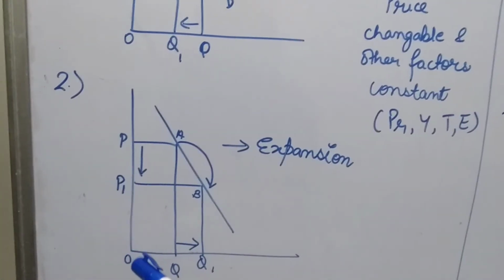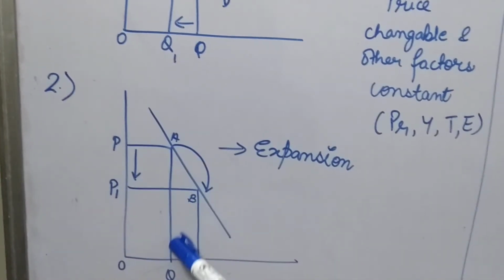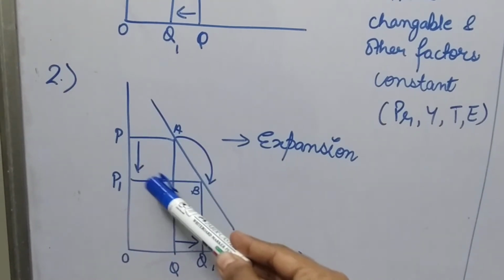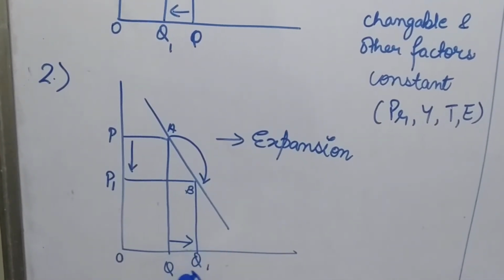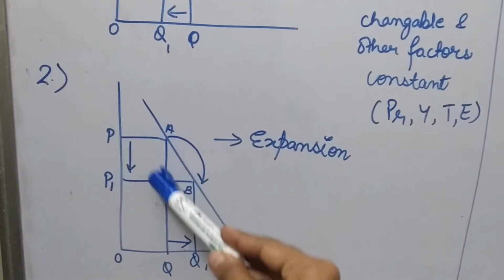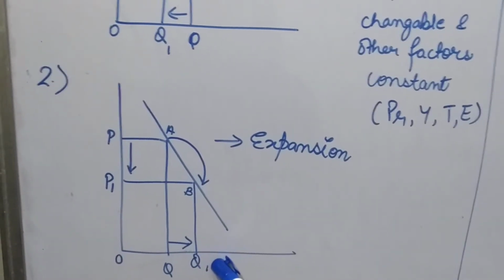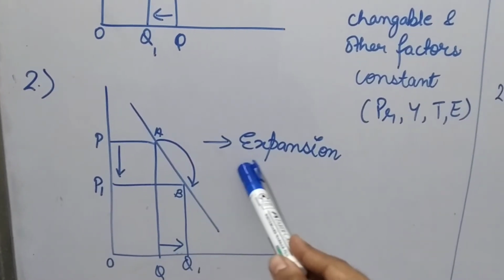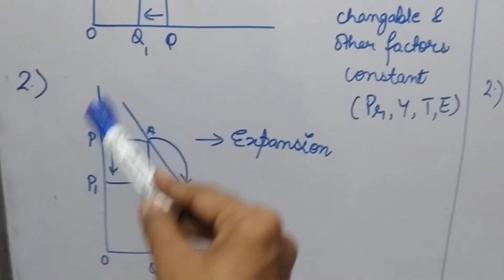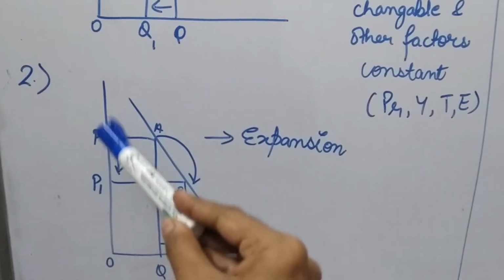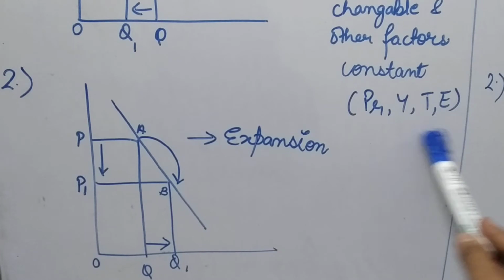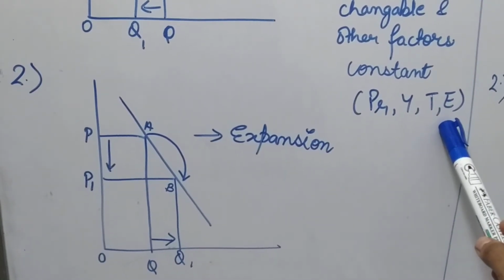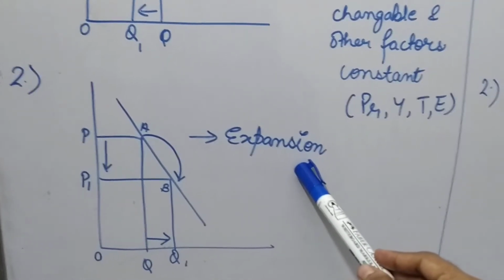Similarly, if the initial price is OP, at that time the consumer was consuming OQ quantity. When price reduces from OP to OP1, he will increase the quantity from OQ to OQ1. So price reduces, quantity increases, and the point shifts from A to B. That means your quantity increases, which is expansion in quantity demanded. Here also you can see only the price is changeable, but the other factors are constant. So when price is changeable and quantity increases, that is known as expansion of demand.